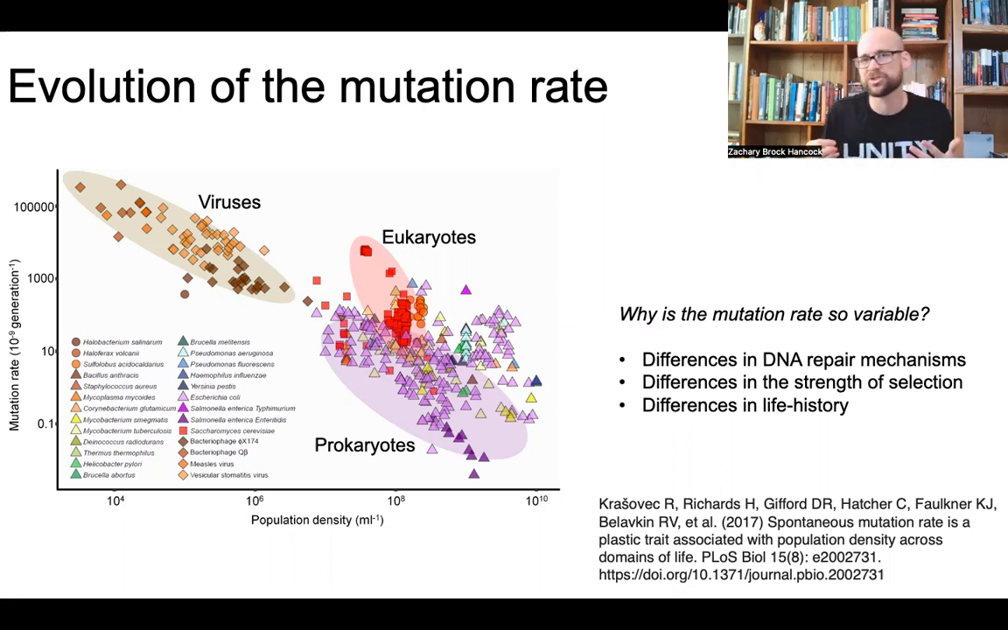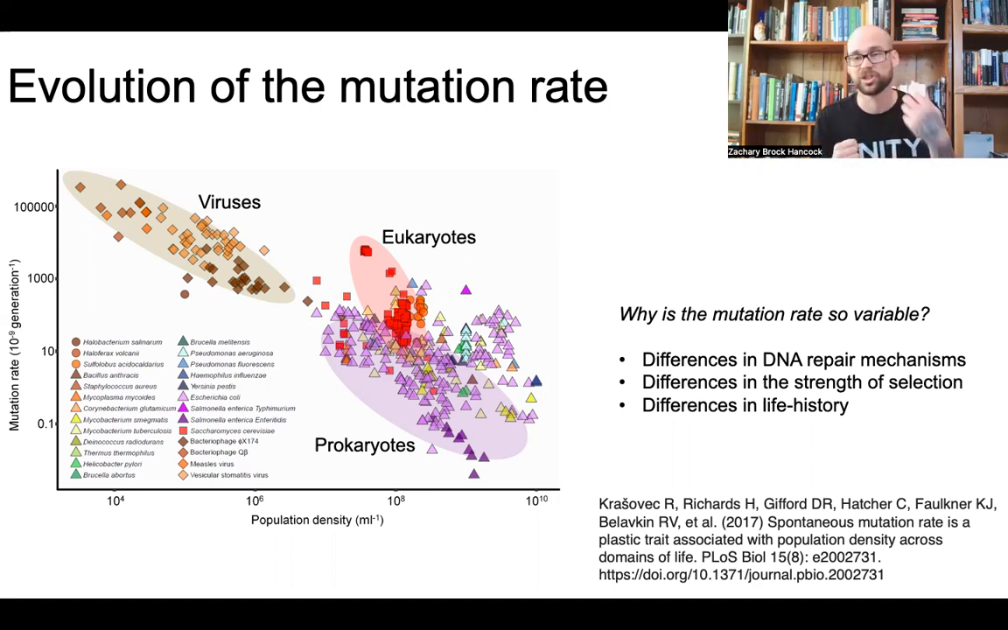Secondly, there exist differences in the strength of selection across organisms. So I'm showing you this plot from this study in 2017. On the x-axis is population density, on the y is the mutation rate. They've just plotted a bunch of different critters across the tree of life, and what you can see is a pretty strong negative correlation between the mutation rate and the population density. If you've watched any number of videos on this channel, then this should jump out at you as being indicative of the strength of selection.